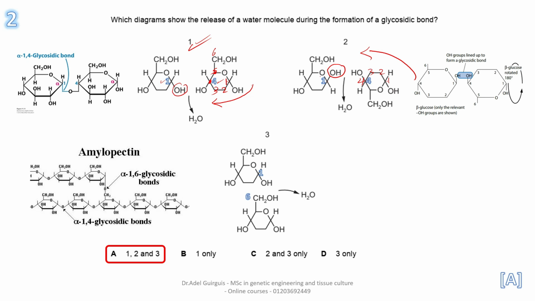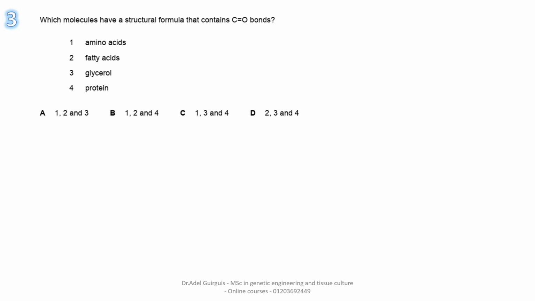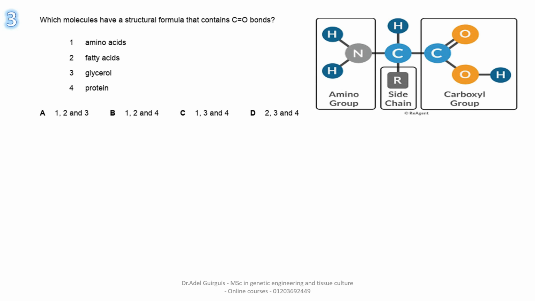It's okay. Number 3. Which molecules have structure formula that contains C double bond O? C double bond O bonds. Amino acids. Look at the amino acid. It has structure formula that contains C double bond O. Yes, here. Look, a C double bond in this position. C double bond O within carboxyl group or carboxylic acid group. Okay. So amino acid is right.